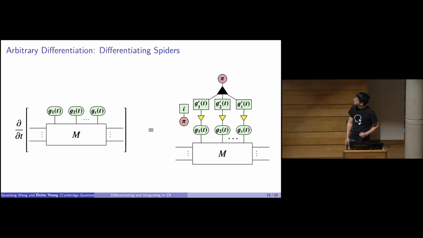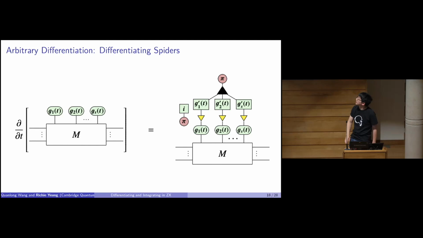This is beyond the linear case, but if your phase was, say, theta squared in the first spider, then the green box would say 2 theta. But this is not easy to do in the conventional ZX calculus. So that's why we had to add the green box in the nonlinear case.